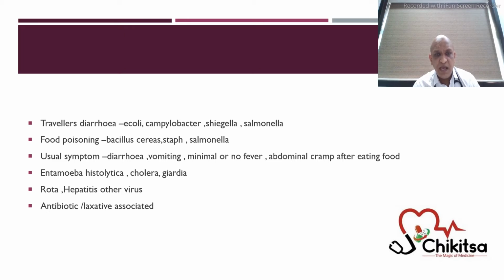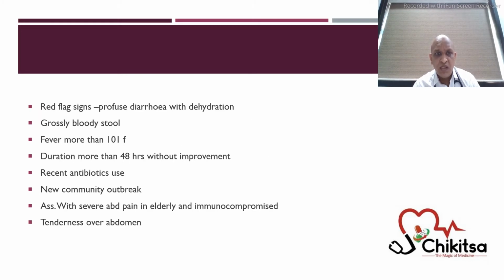Such patients will come with diarrhea, vomiting, minimal or no fever, with some abdominal cramps after eating some particular food. So, what are the red flag signs which will let you pick up that this is not a normal diarrhea, it is a somewhat aggressive disease? These signs are: the patient with profuse diarrhea and dehydration, grossly bloody stool, fever more than 101 degrees Fahrenheit, diarrhea not responding for more than 48 hours, recurrent antibiotic use, or a community outbreak going on like cholera. Then you need to be more vigilant.